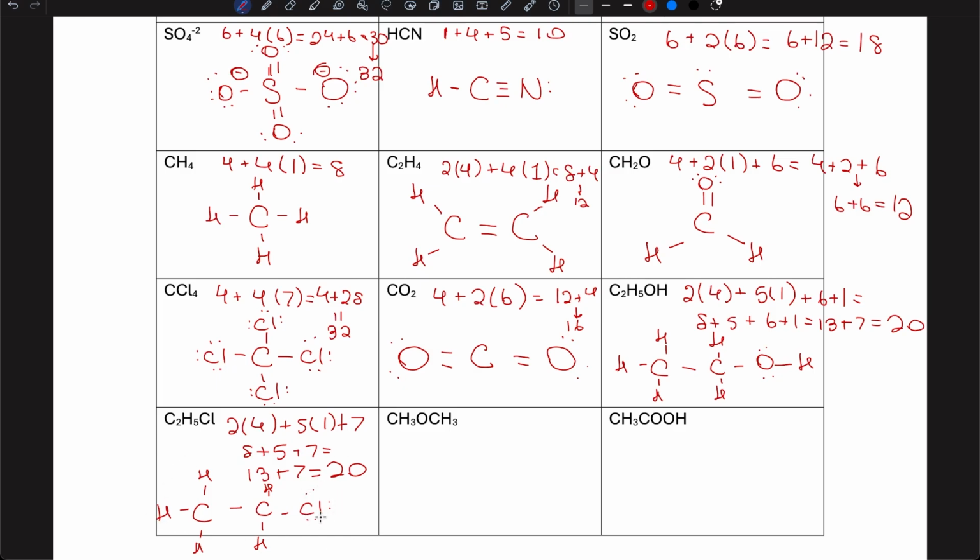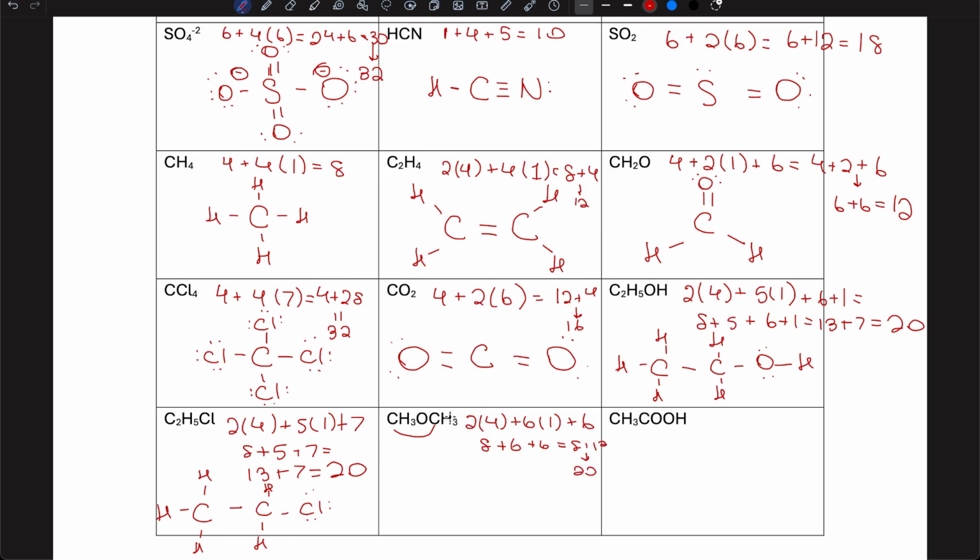We have 20 valence electrons in the structure, which means we are correct. In this next problem, let's count up our valence electrons. We're just going to group these carbons together. So you have 2 carbons. We have a total of 6 hydrogens and 1 oxygen, which means we have 8 plus 6 plus 6. So that's 8 plus 12 for a total of 20.